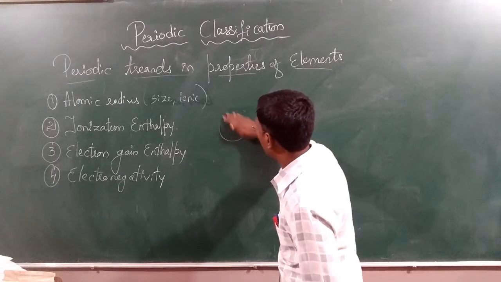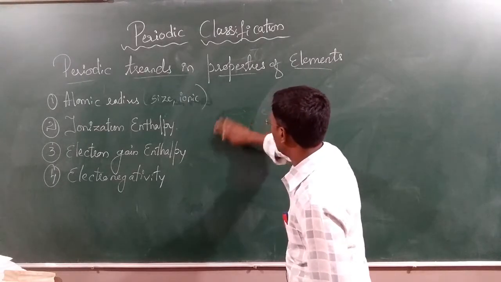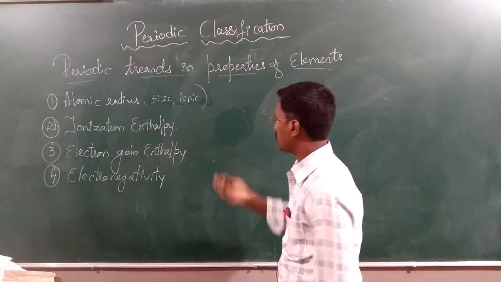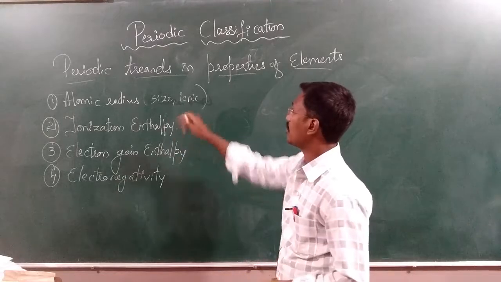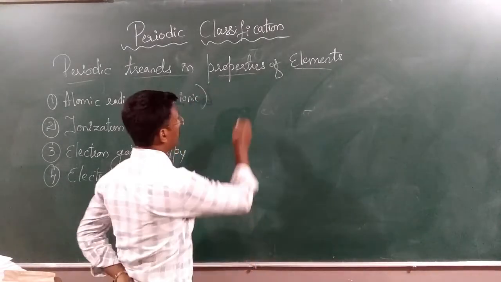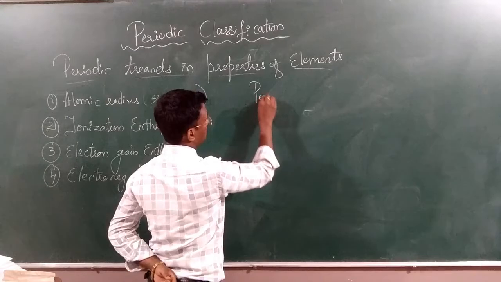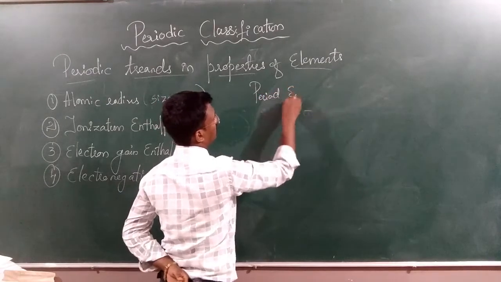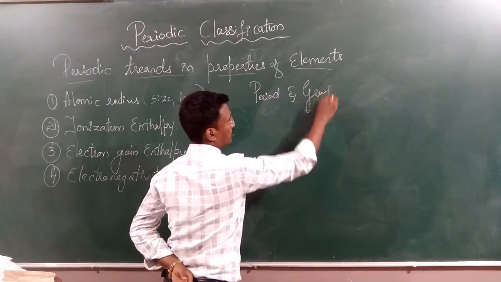So here the definition is not that important. Rather, what is important is how this atomic size or ionic radius varies period-wise and group-wise.